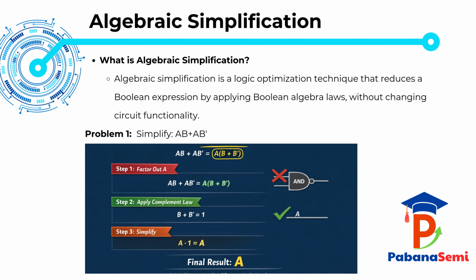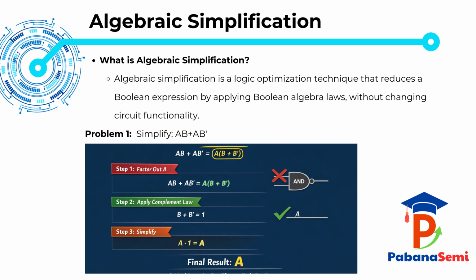Problem 1. Let us simplify the expression, AB plus AB bar. Step 1. Factor A. Both terms contain A, so we factor it out. AB plus AB bar becomes A times B plus B bar. Step 2. Apply the complement law. From Boolean algebra, we know that B plus B bar equals 1. Therefore, the expression transforms into A times 1.